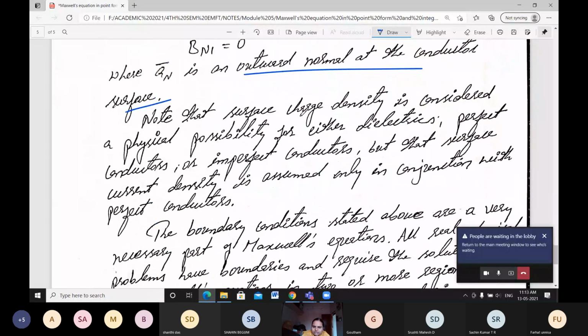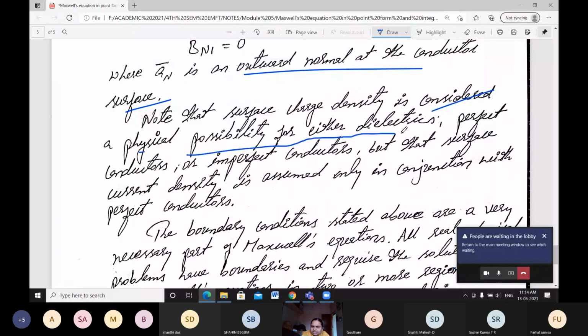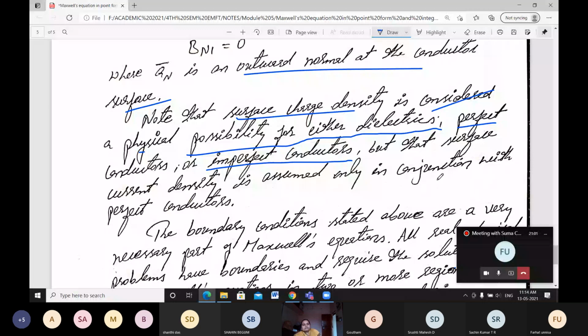Note that the surface charge density is considered a physical possibility for dielectrics, perfect conductors, or imperfect conductors, but that surface current density is assumed only in conjunction with perfect conductors. We are preferring perfect conductors, whatever properties we will be learning from that.